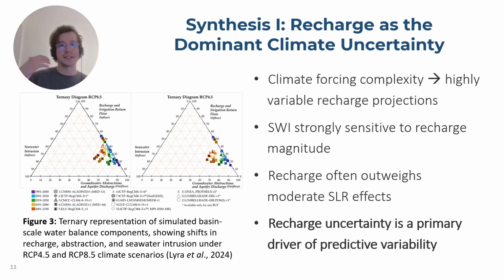Looking ahead now at our synthesis of the three studies, starting with recharge as the dominant climate uncertainty. Now, across all three studies, recharge variability emerges as a dominant driver of intrusion response. Lyra's ensemble projections demonstrate substantial divergence in recharge trends under different climate models. The ternary diagram to the left shows the relative contributions of recharge, abstraction, and seawater intrusion, highlighting how projected changes in recharge shift the system balance under different climate scenarios.